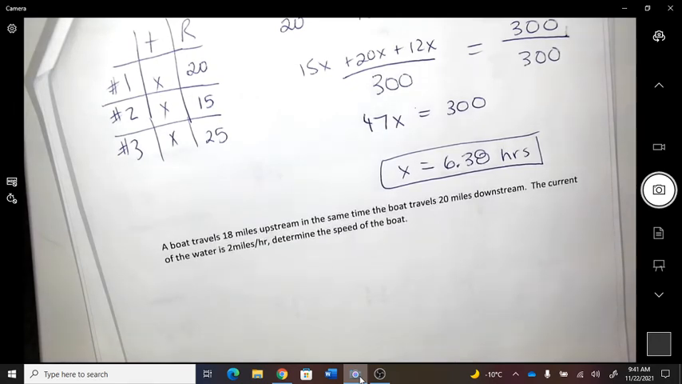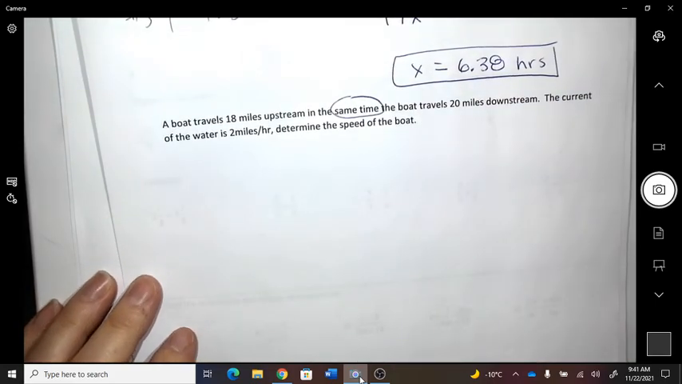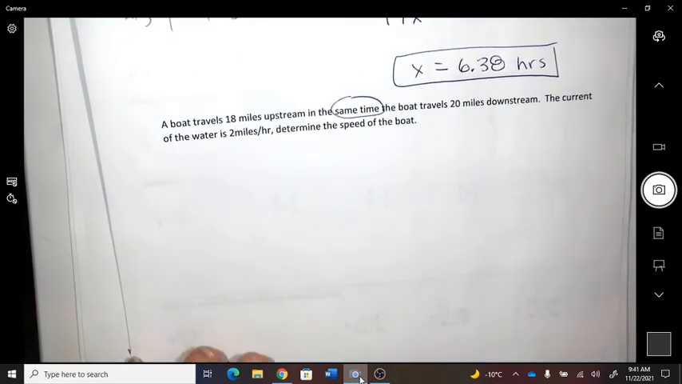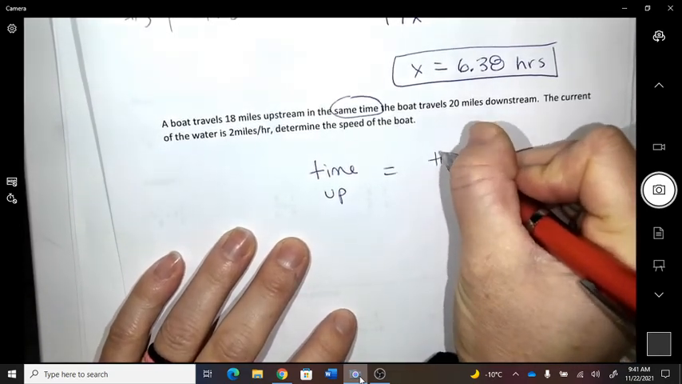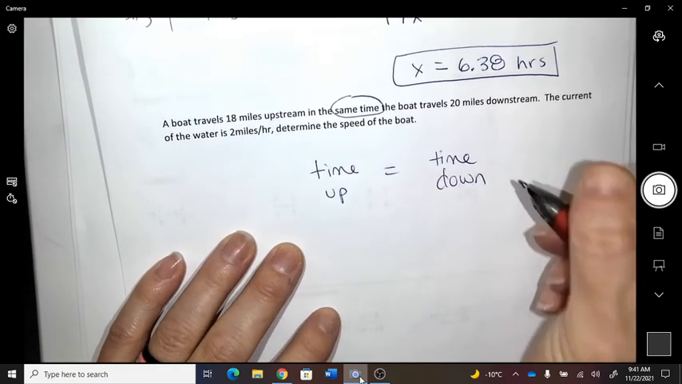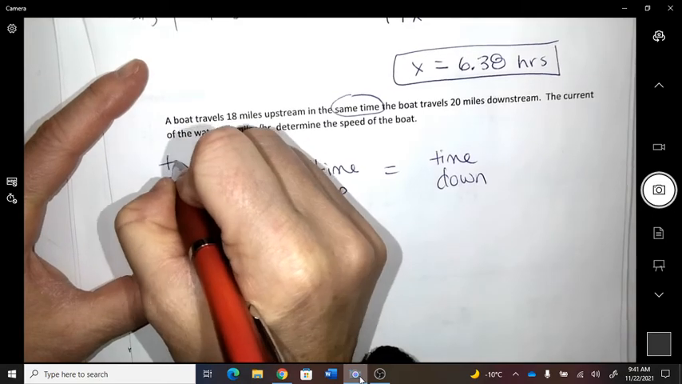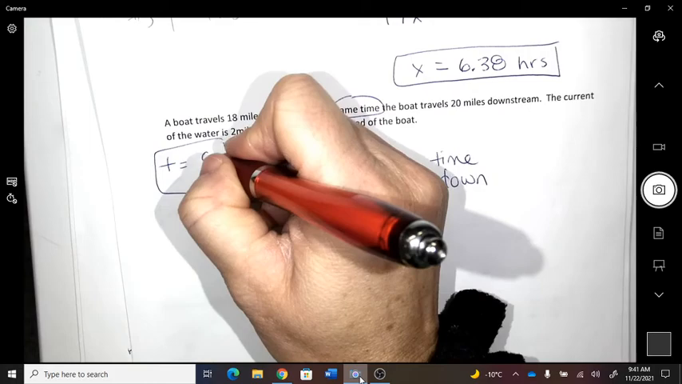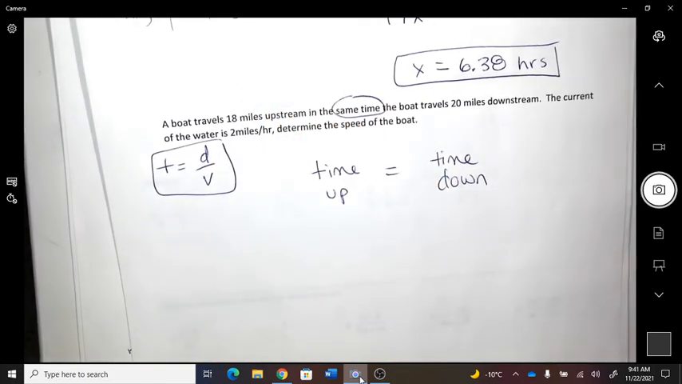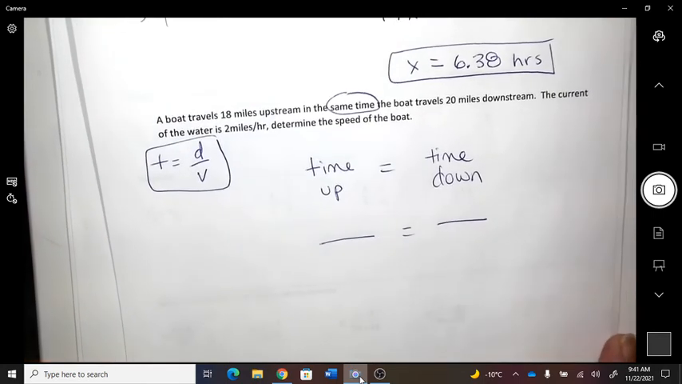Okay. A boat travels 18 miles upstream in the same time the boat travels 20 miles downstream. So I'm going to go like this. The time up equals the time down. And what do I know about the formula for time? Does anybody remember it? Distance over velocity, right? So I'm going to set myself up with some fractions.